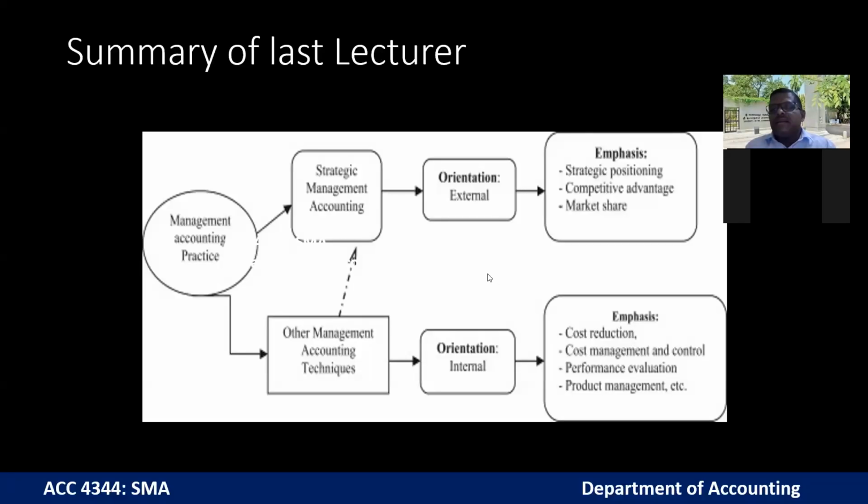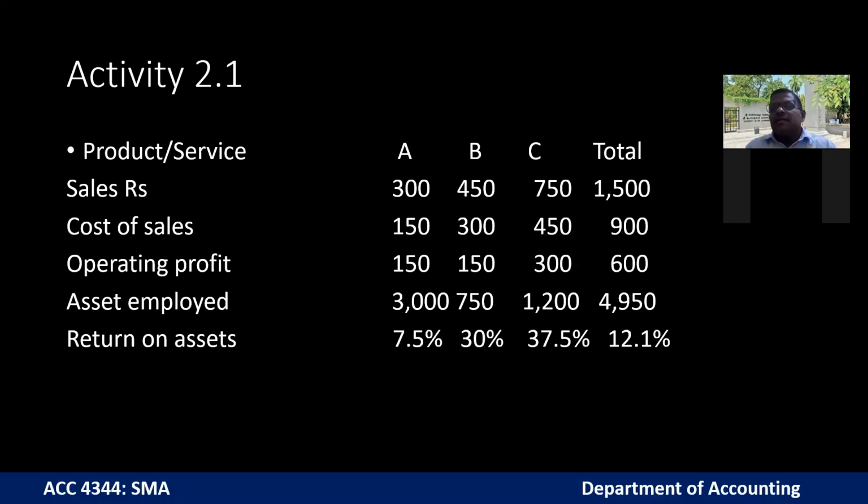Today's lecture, I will start the management accounting, strategic management accounting process. To start the process, I just thought of discussing a few data with you. You see, there are three products, A, B, Z, total. Sales so much, cost of sales so much, operating profit, assets employed, return on assets. So I might ask, which product is the best? Which one is performing better? Which one is performing badly?